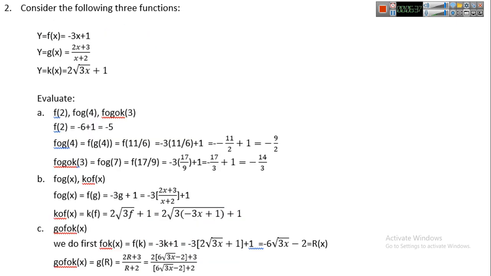As you can see, a composite function, very simple. I want f of 2 here. I go to f, I replace x by 2, so minus 6 plus 2 and plus 1 is minus 5.